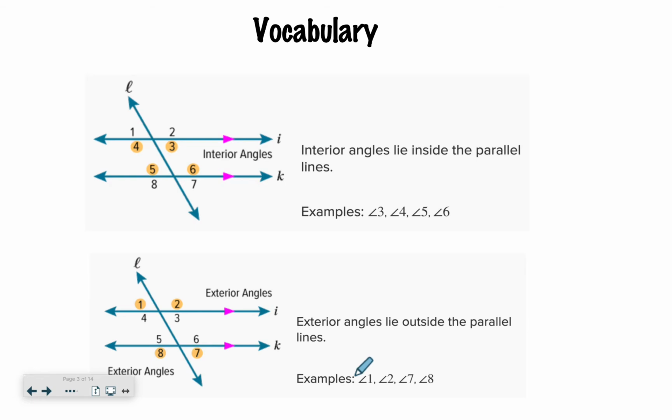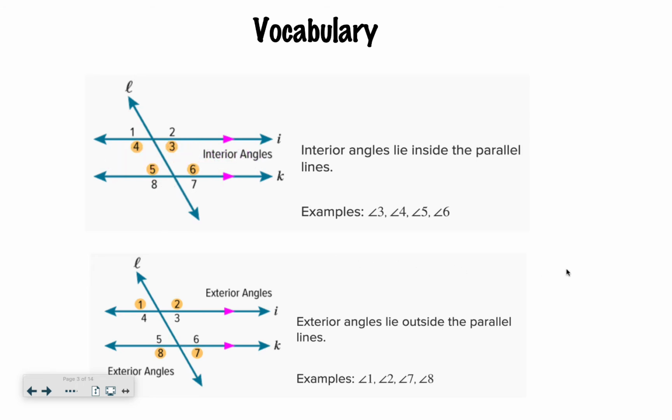So interior angles are the angles that are inside or between two parallel lines. Here we have two parallel lines, and these are our interior angles: angles 4, 3, 5, and 6. They're all between or inside those two parallel lines, right? If I were to shade the area between my parallel lines, that would highlight angles 3, 4, 5, 6.